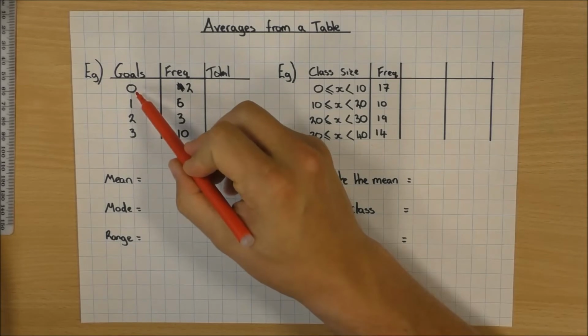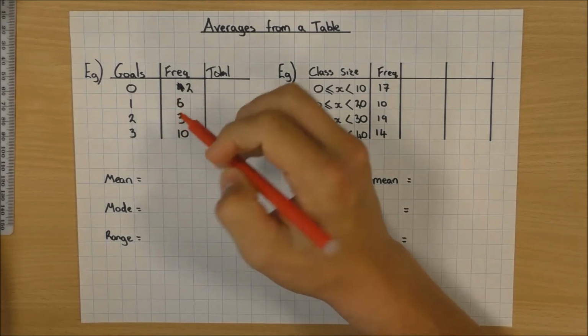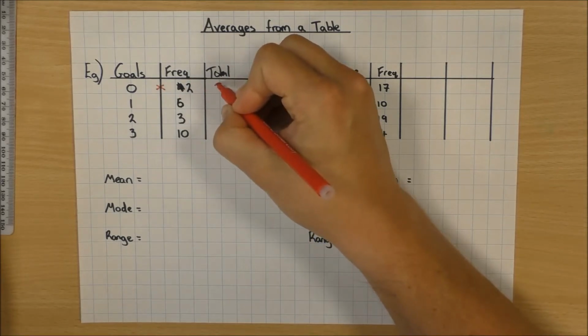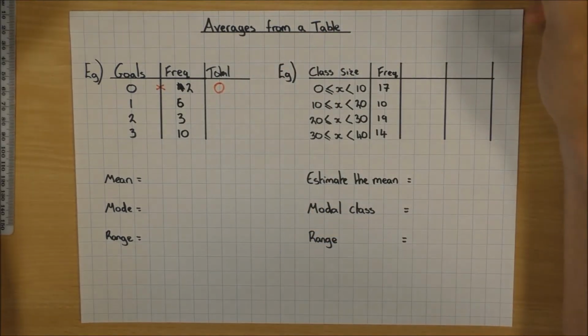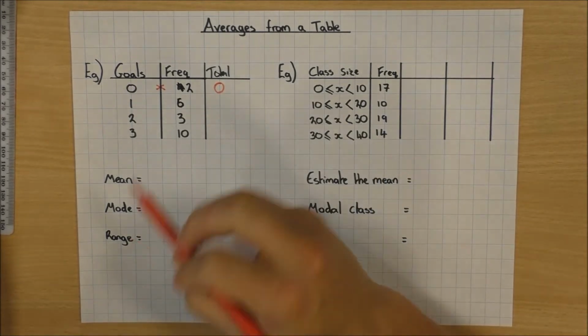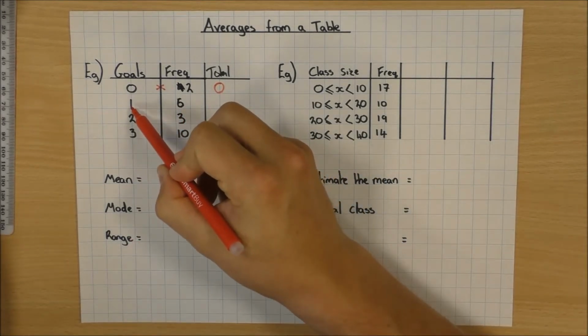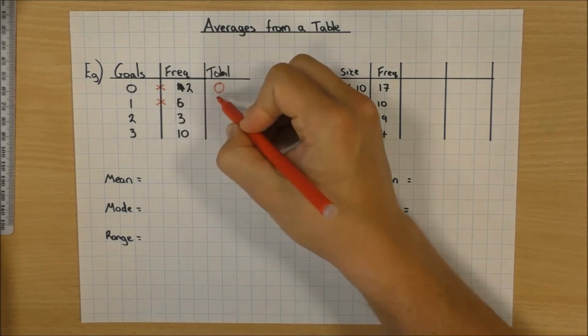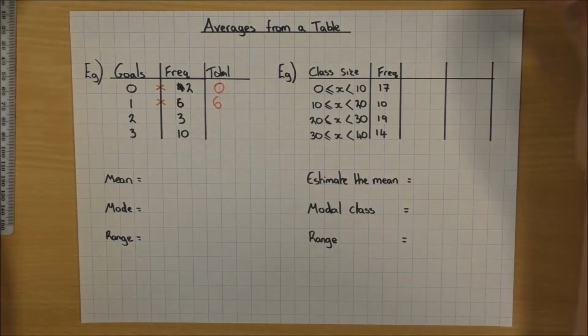Now to work out the total number of goals, well, I scored 0 goals twice. So we times them together. 0 times 2 is obviously 0. Nearly wrote 2 then, don't do that. Anything times 0 is 0. I scored 1 goal 6 times. So how many goals is that in total? Well, times them together again. I must have scored 6 goals in total.